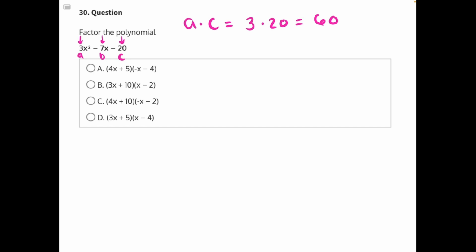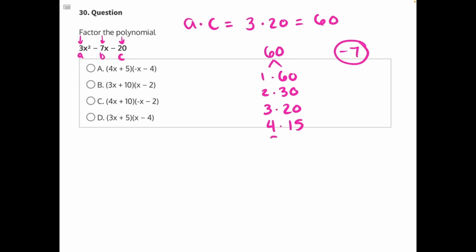Now we need to take 60 and list out as many factors as we can so that we can figure out what two terms could be added together or subtracted from one another to give us our b term, -7. So let's start by listing out these factors: 1 and 60, 2 and 30, 3 and 20, 4 and 15, and 5 and 12. And we'll stop there for now.